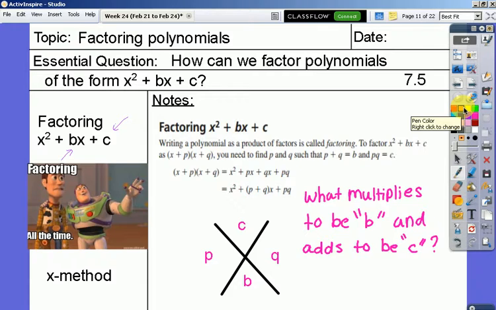I think of that C, remember. Oops, I switched this around. This should say what multiplies to be C and adds to be B. Change this. There we go. I'm going to label this product, and I'm going to label this sum. And I'm going to label this product, and I'm going to label this sum.